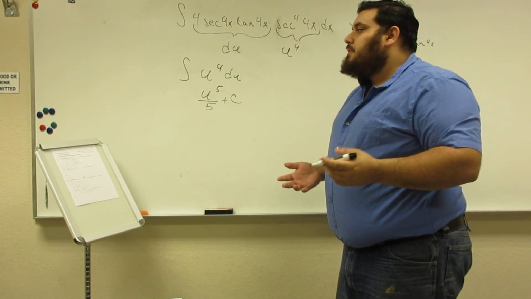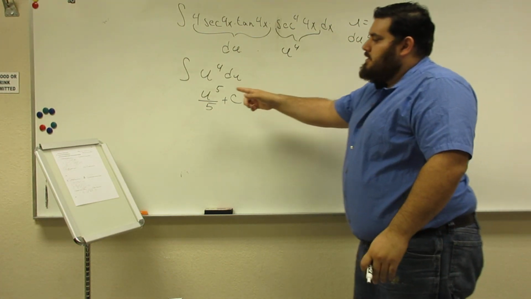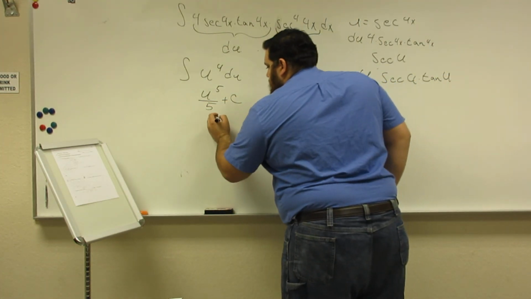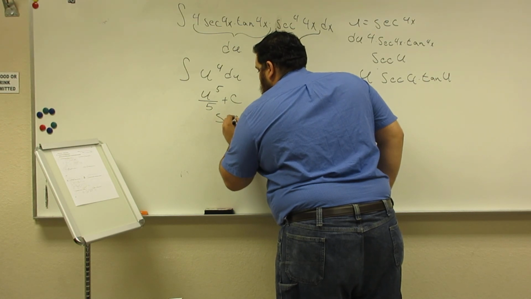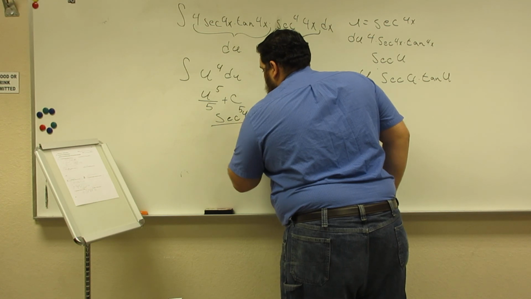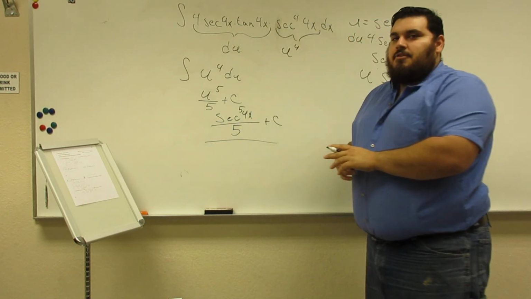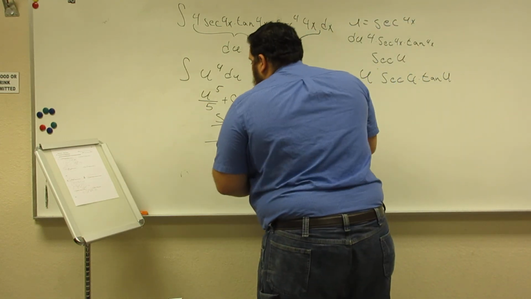Now the last thing we have to do is take our u function and place it back in here, giving us the secant of 4x raised to the fifth over 5 plus c. And that is our answer. Now we're going to do one more question.